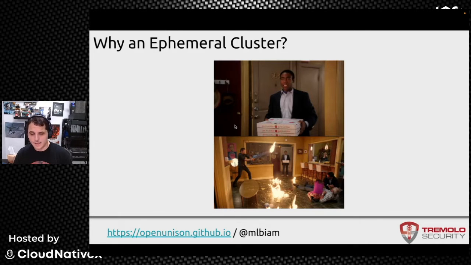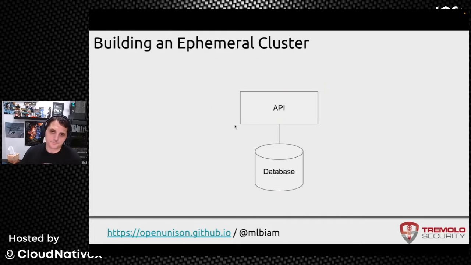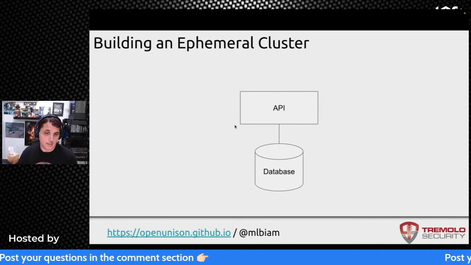So now that we've kind of talked about what that use case is, why you might want to use an ephemeral cluster, let's dive into how you actually do that. So at its core, Kubernetes is an API and a database. That database is generally etcd. It doesn't have to be. So for instance, K3s can use a database, a relational database like MySQL.